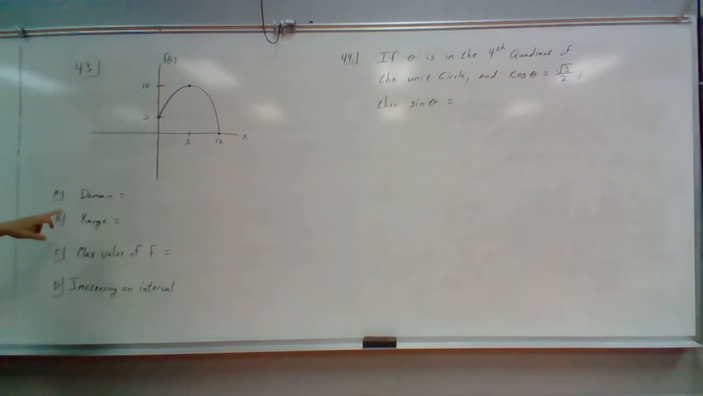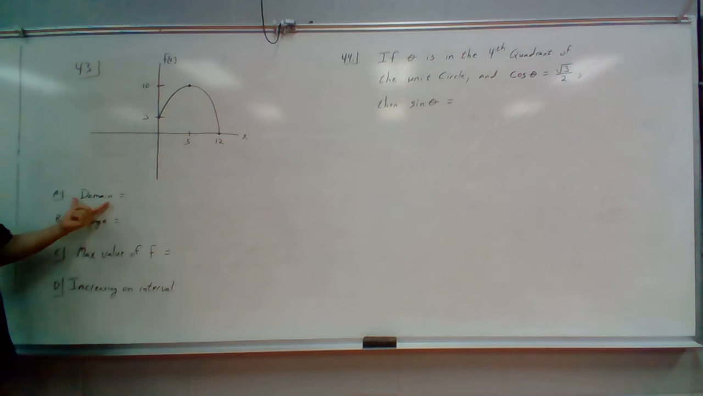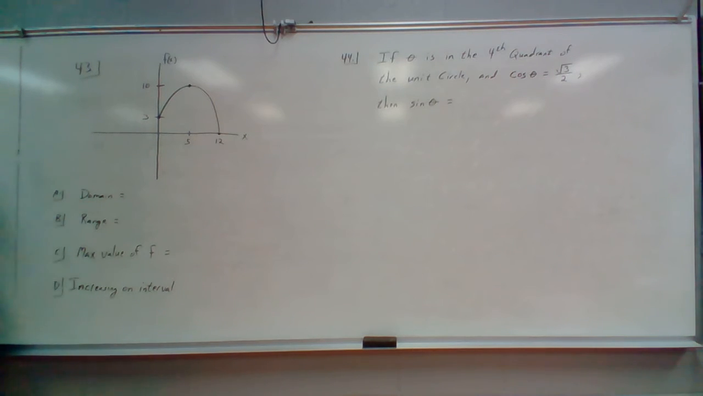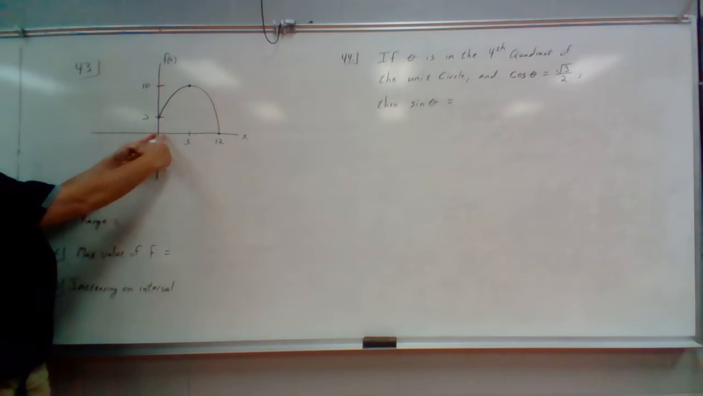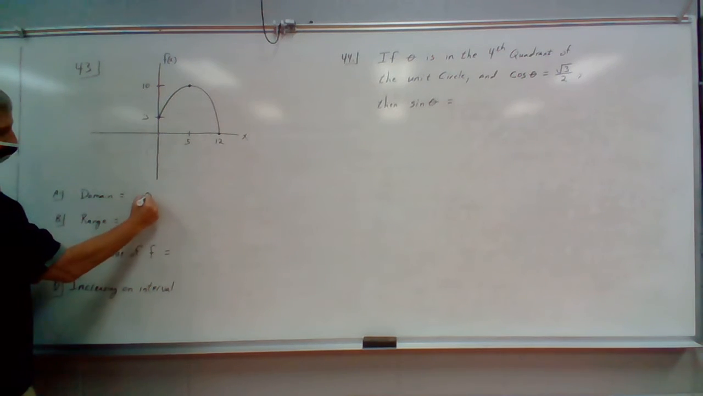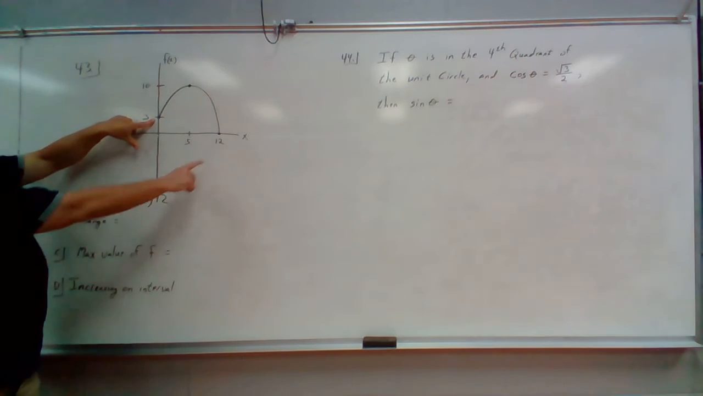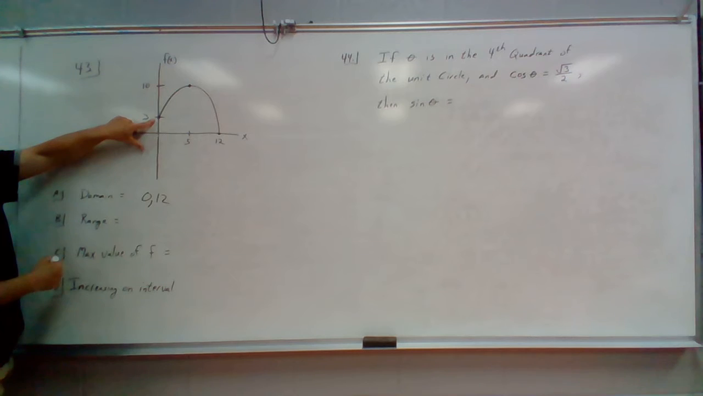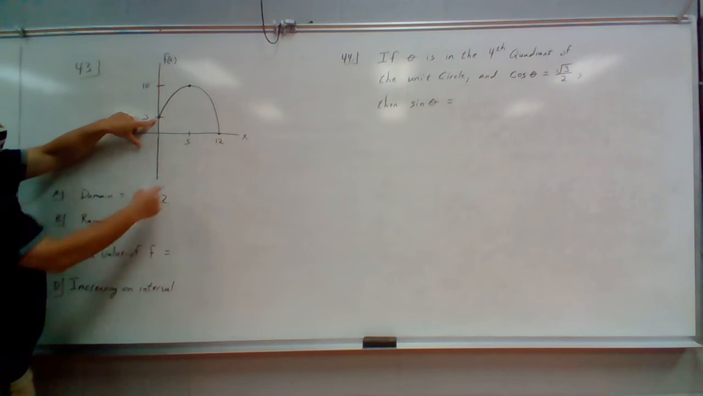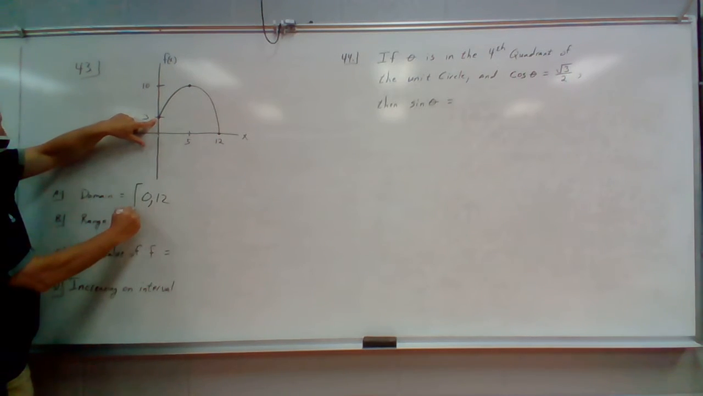All right, so here I've given you a graph. The domain, remember, is all the x values that you can plug in to the function. So my domain goes from 0 out to 12. We have closed circles here and here. So remember that this point is included and that point is included. So I'm going to use square brackets.